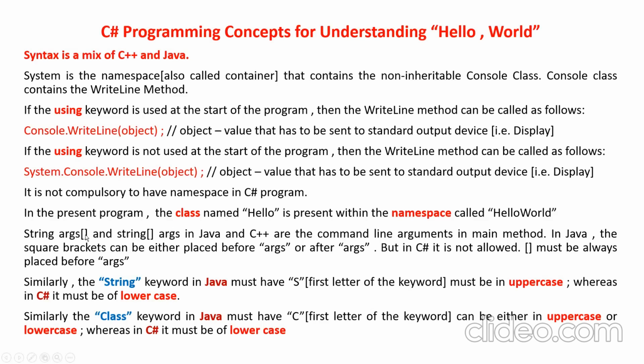Here, the square brackets in Java can be placed before the args or after the args, whereas over here, they have to be compulsorily placed before the args. Otherwise, it is an error. Similarly, in Java, the first letter in the string args, String, is a capital letter, whereas it is a small letter over here.